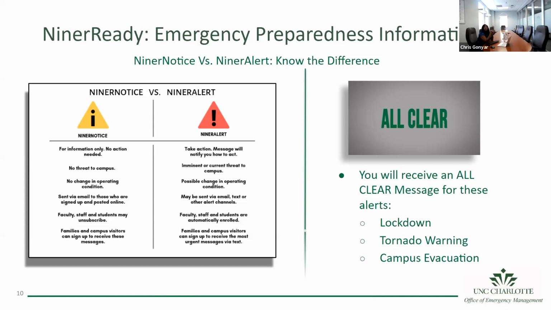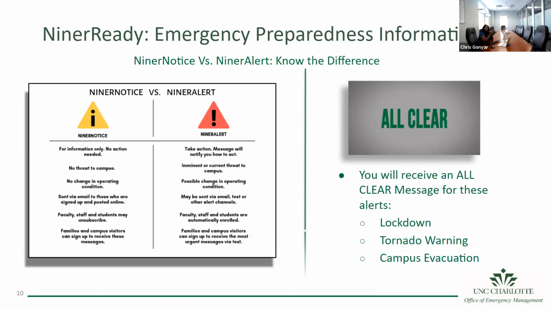Now, a Niner Alert means there is something that you need to know, and there is a possible threat to campus. It's always going to include very specific information for you, some action directives, steps that you need to take so that you can be sure that you're safe and that you can assist to keep the campus community safe. And you will receive that message through a variety of platforms.